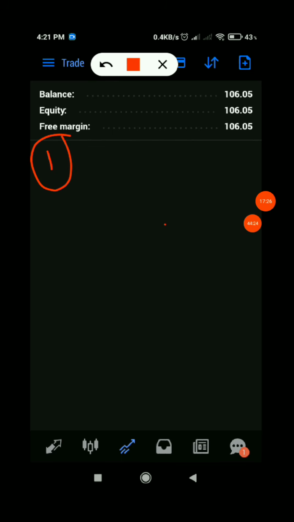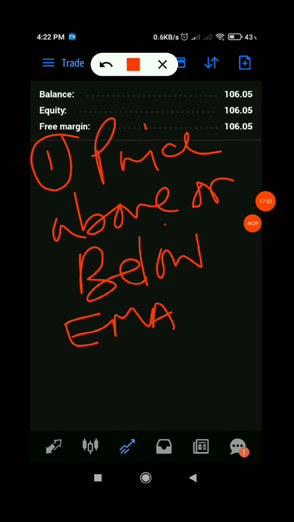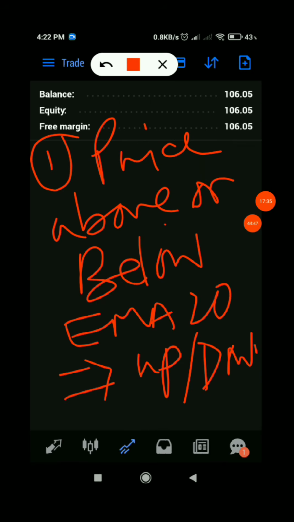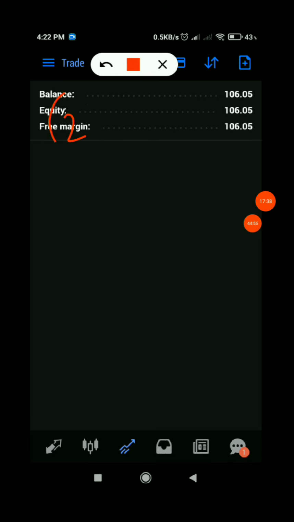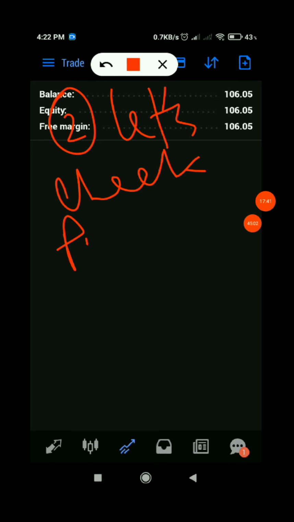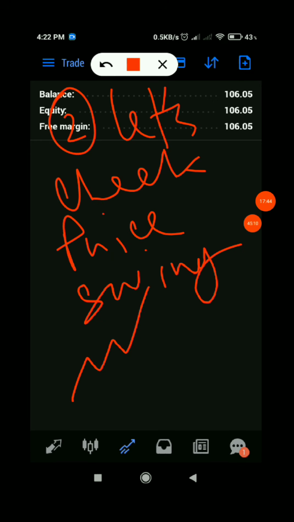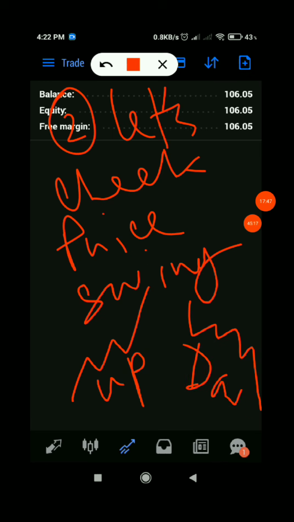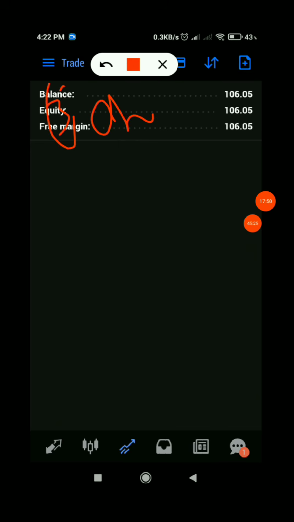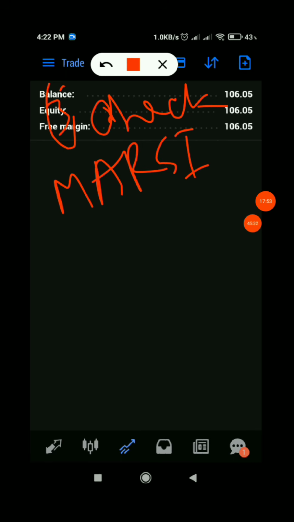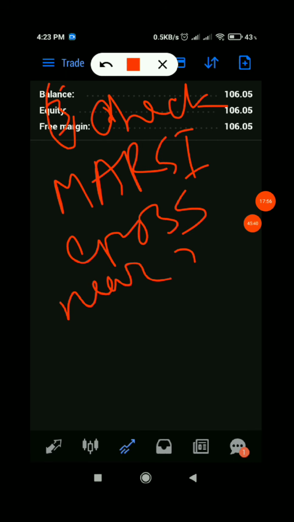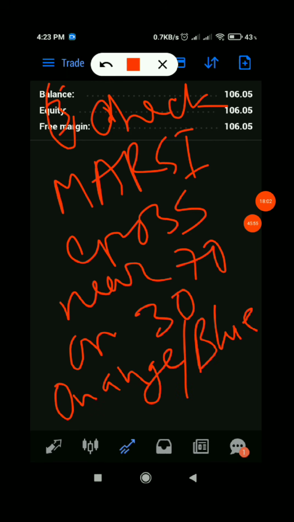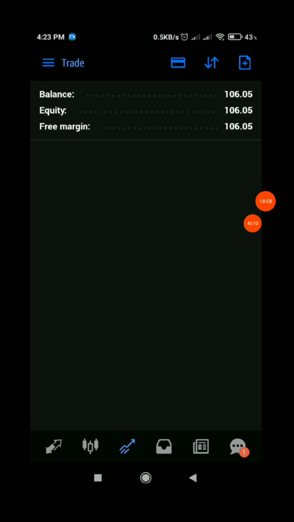So now check again the chart and the rules. Number 1, price above or below EMA 20 is uptrend or downtrend. Number 2, let's check the price swing. There are 2 types of swing: upswing and downswing. And then number 3, check MARSI. Near 70 it is a sell, near 30 is a buy signal. And MARSI crossover is taken between orange and blue.